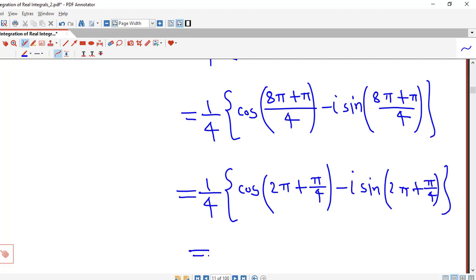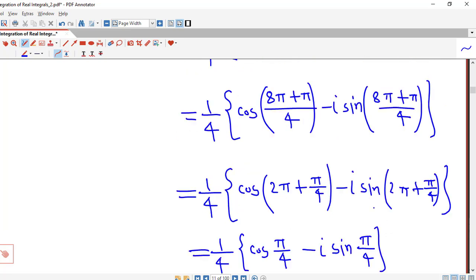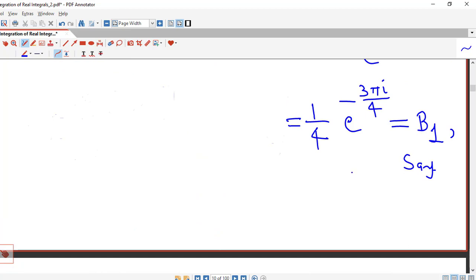So if we are in the first quadrant, all the angles are positive, so we have 1 by 4 times cosine of pi by 4 minus i sin pi by 4. And I think I should simplify b1 also. Okay, so we simplify b1.